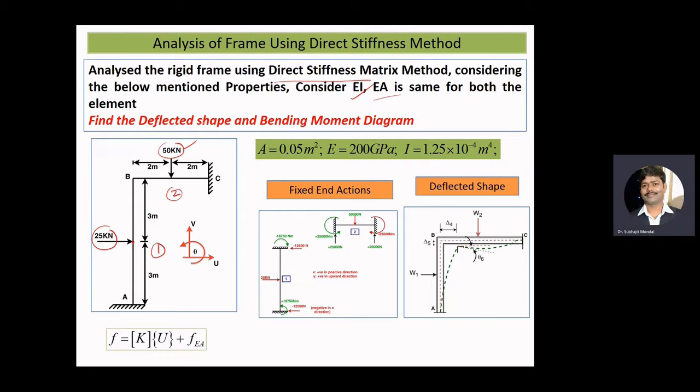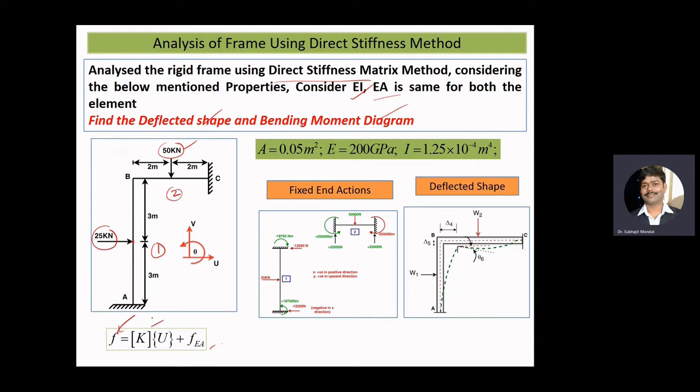And we have to find the critical shear and bending moment diagram. Now, before going to our shear and bending moment diagram, we first learn how we can solve this problem. So now, if you want to solve this same problem, recall that in beam analysis, we need to solve F equal to K times U plus fixed end actions.